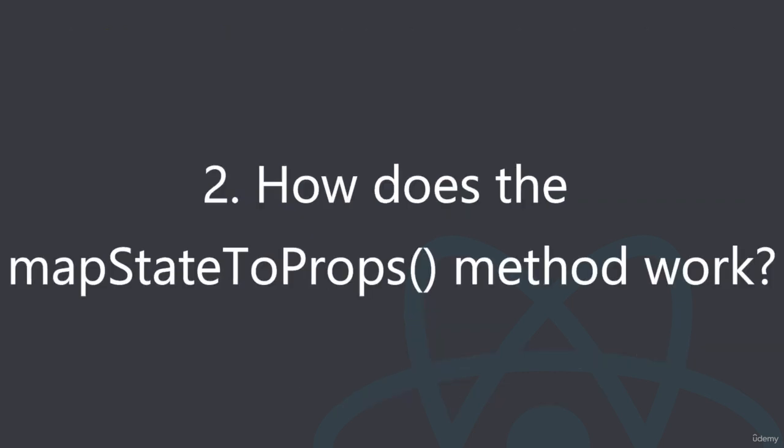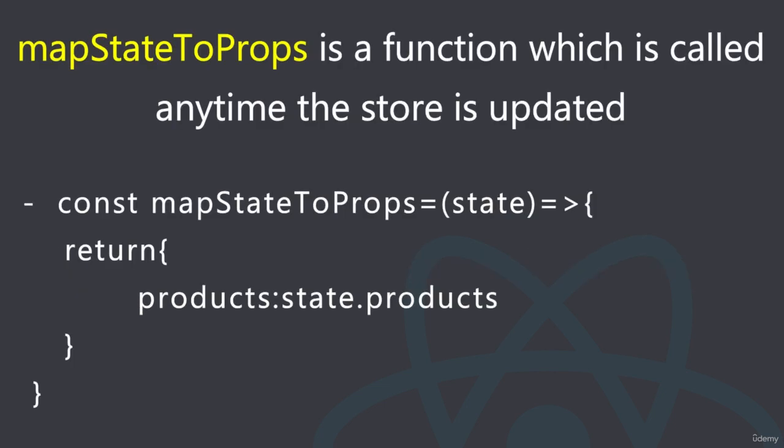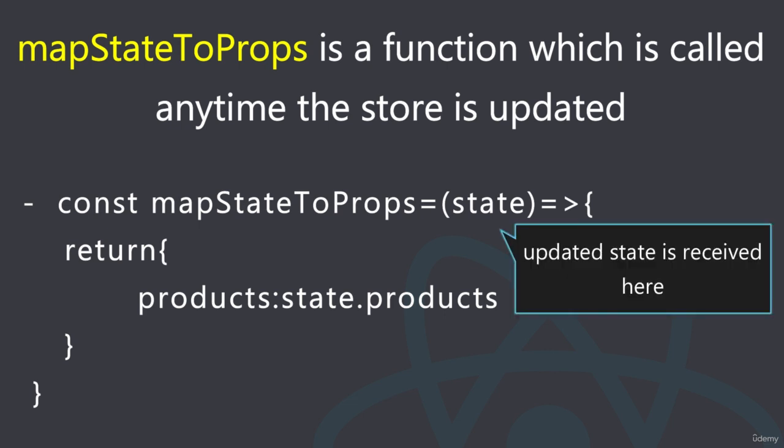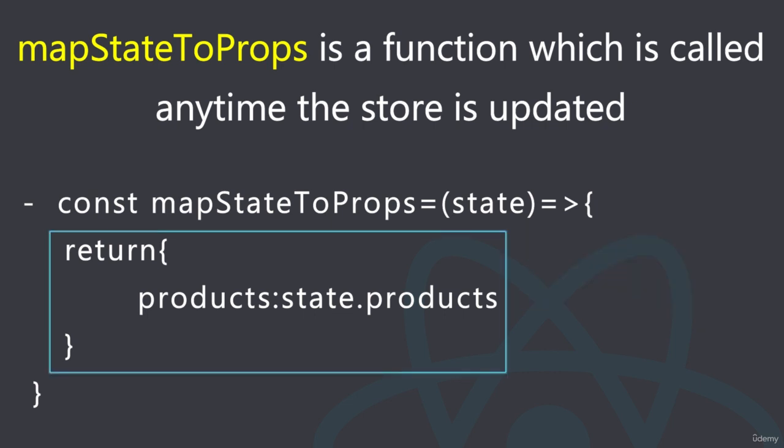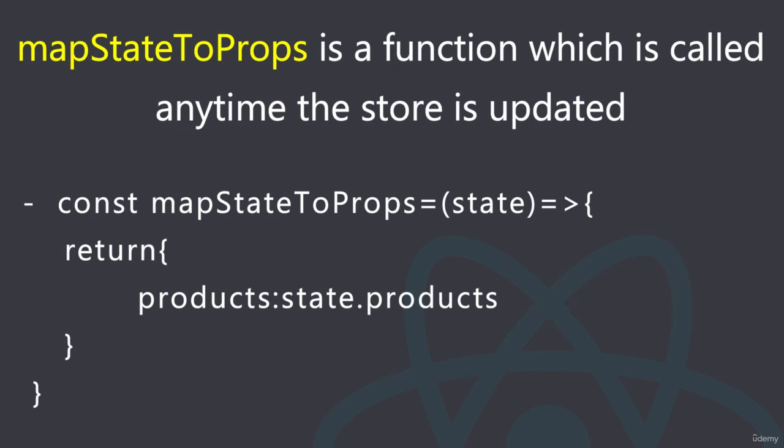The second question is, how does the map state to props method work? So map state to props is a function which is called anytime the store is updated. It receives the updated state in this parameter. This function is expected to return an object and is referred to as state props. So this function will be called whenever there is an update in the state and you receive the updated state in the component. That's the whole idea of map state to props.